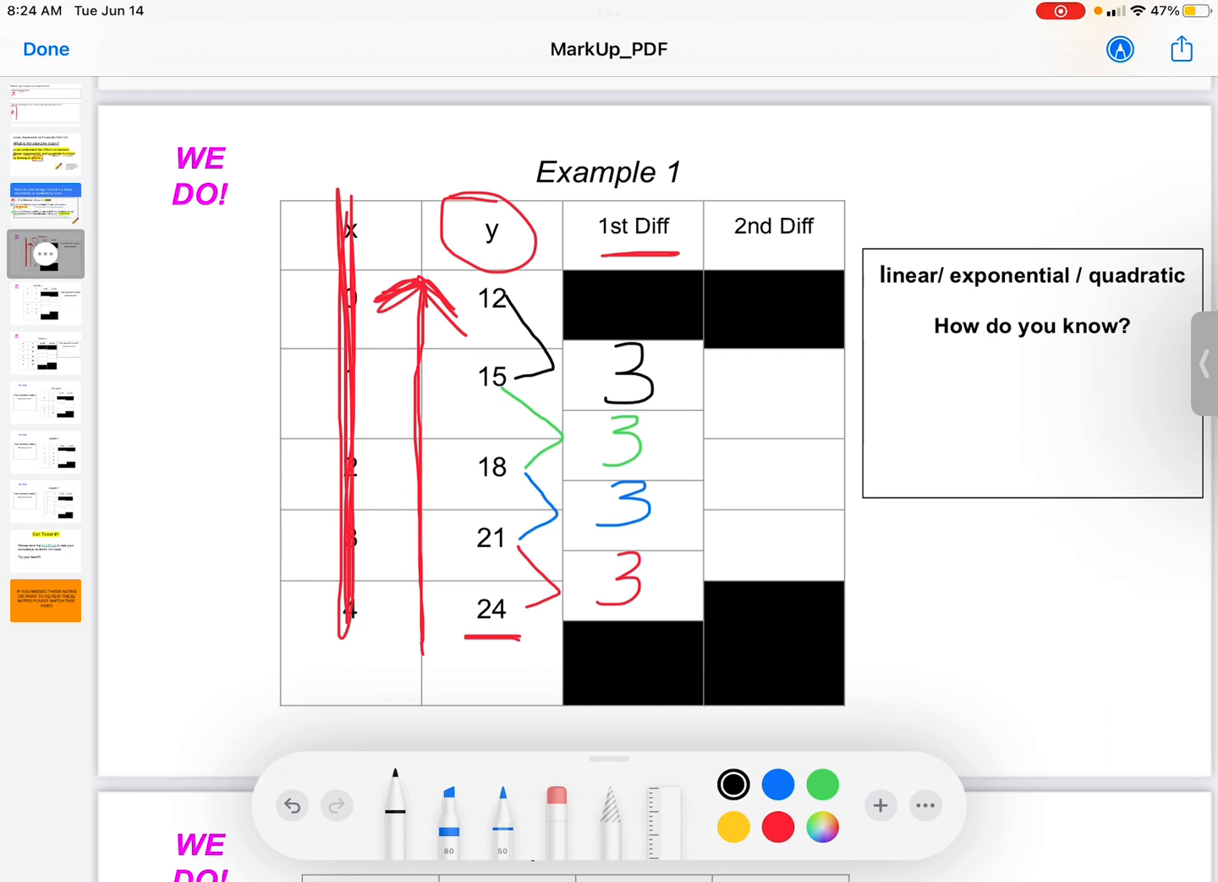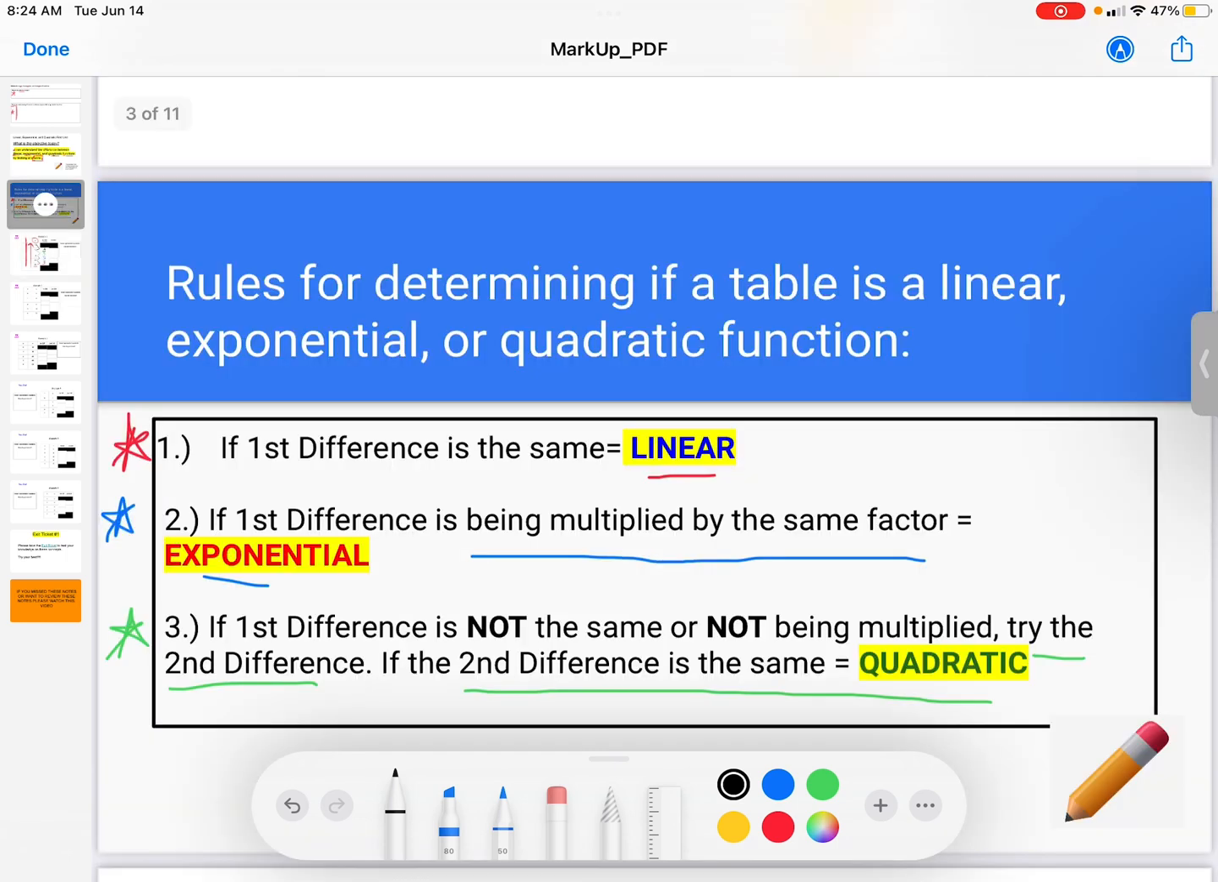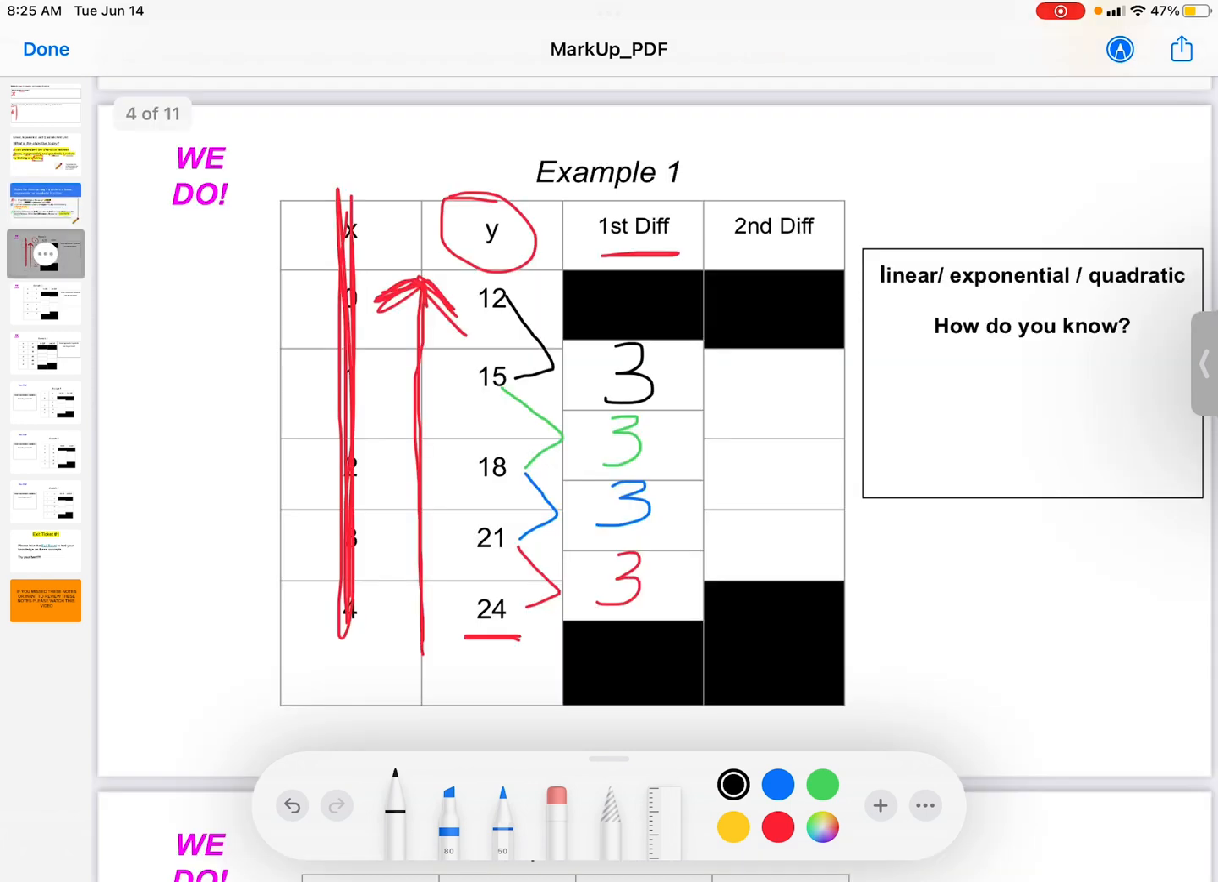You're going to start every single table the same way. The first difference: work bottom to top, subtract. So I'm going to go back to my rules and let's look at these. Rule number 1 said, if the first difference is the same, it's going to be linear. Well, let's look. Is my first difference all the same numbers? They are, right? They're all the number 3.